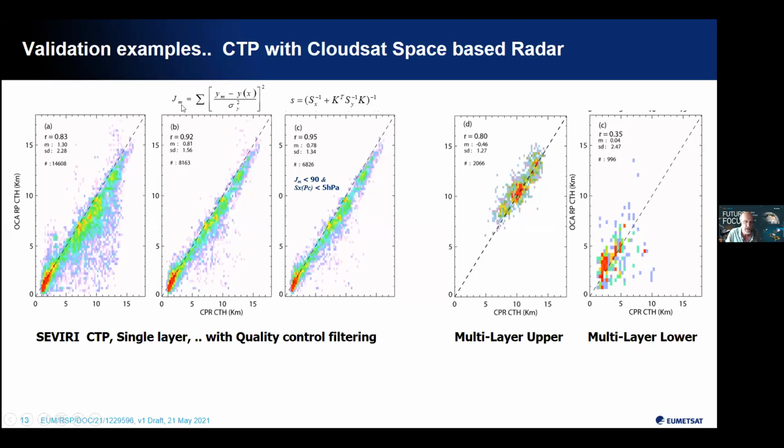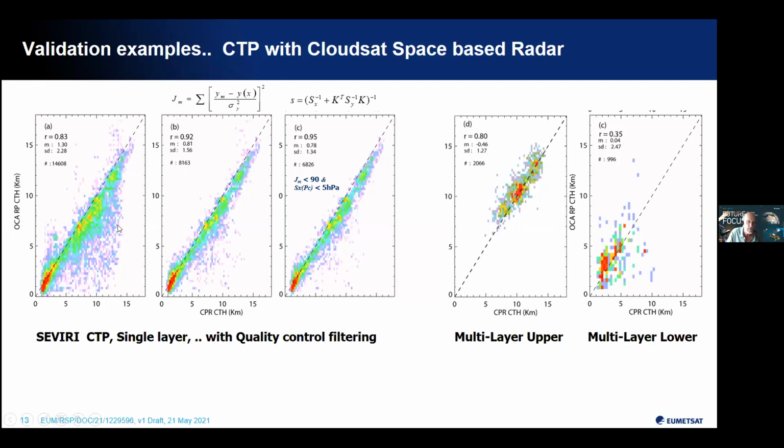You see lots of scatter here, and this is the value of this cost function J. You can filter on J and remove a lot of this outlying scatter. And you can filter on the error estimate, which is provided with the product as well, and get a still better agreement between the radar and the product. Although, of course, you lose data at the same time. Of course, you're removing pixels from the system.